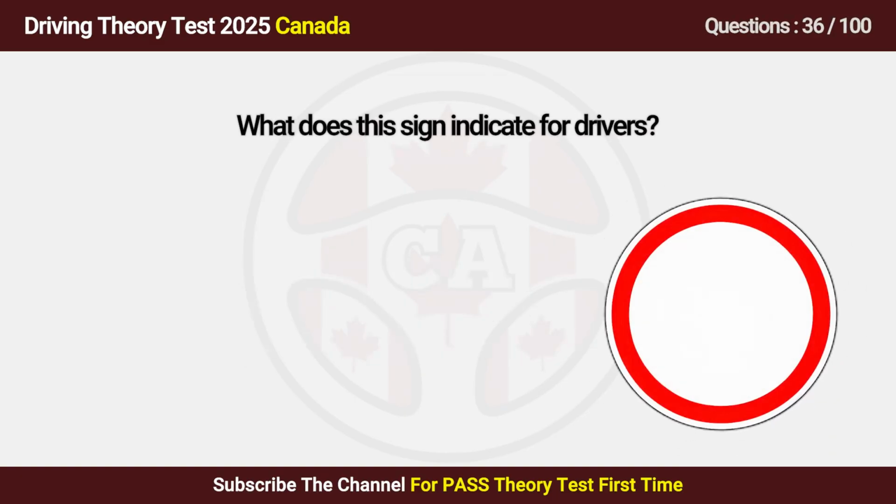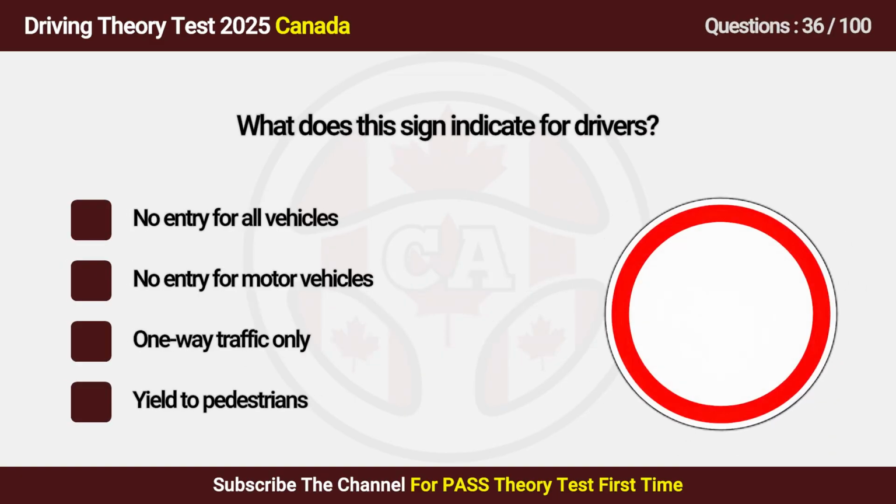Question 36. What does this sign indicate for drivers? A. No entry for all vehicles. B. No entry for motor vehicles. C. One-way traffic only. D. Yield to pedestrians.